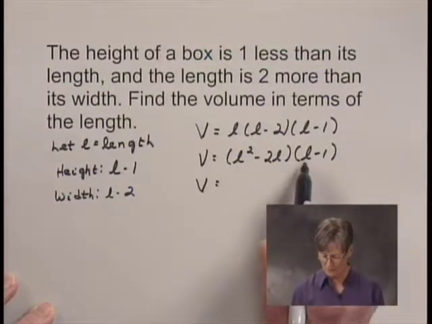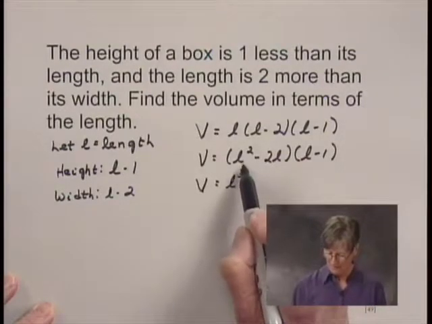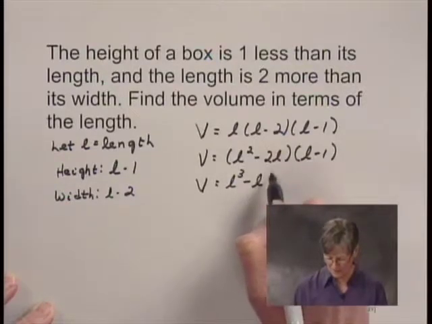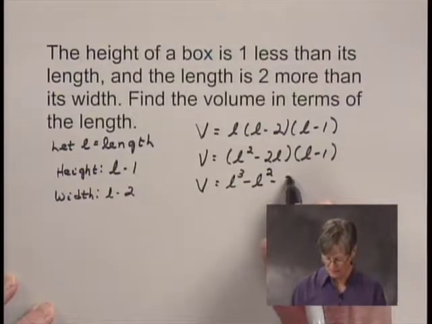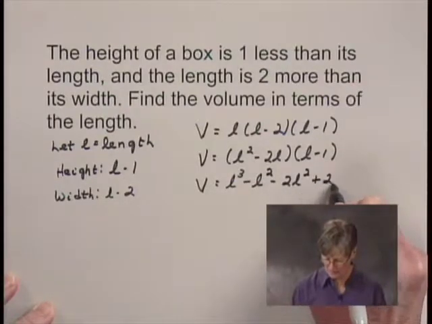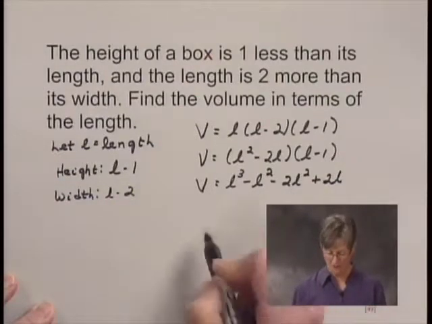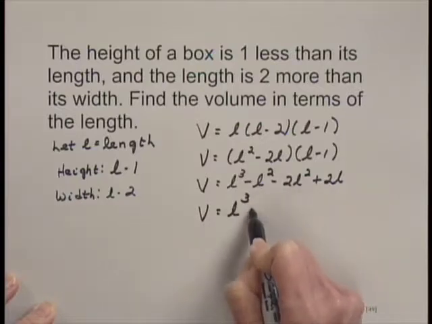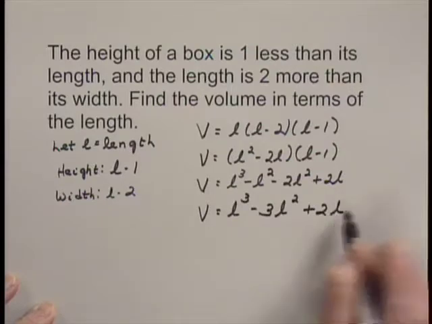The product of the first two terms is L squared times L, or L cubed. The product of the two outside terms is L squared times negative 1, which is negative L squared. Negative 2L times L gives me minus 2L squared, and negative 2L times negative 1 gives me plus 2L. And I see that I have two L squared terms here that I can collect. So we get that the volume is equal to L cubed minus 3L squared plus 2L.